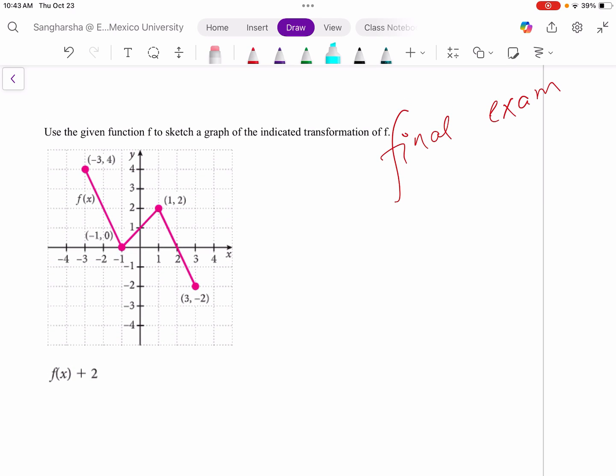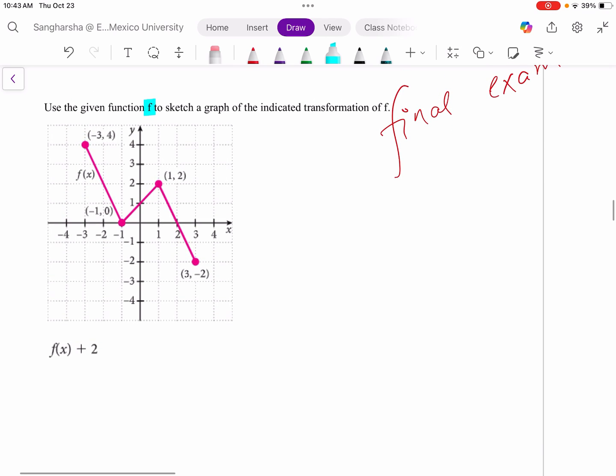Now here we have the graph f. And we need to graph f of x plus 2. So this is our f of x. From that f of x, we need to get f of x plus 2. What do we have to do to get f of x plus 2 from f of x? We add 2. Now what does that mean? Adding 2 means we are moving this graph up by 2 units. So we move each point up by 2 units and we get the graph of this function.